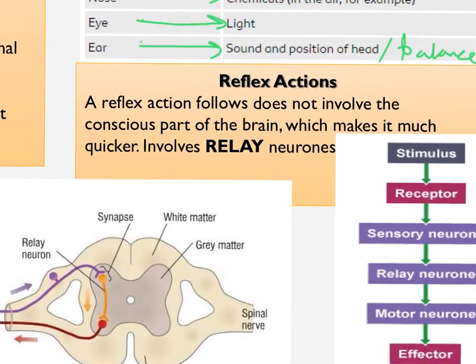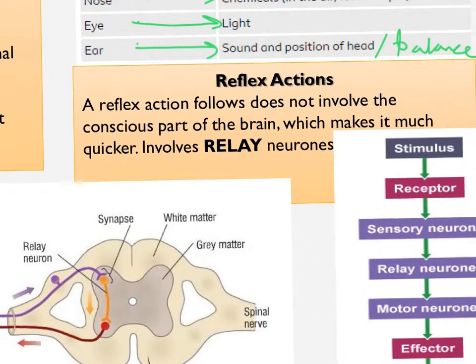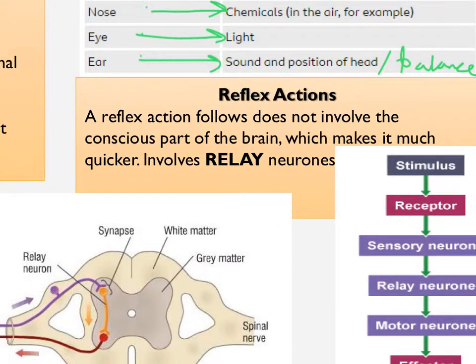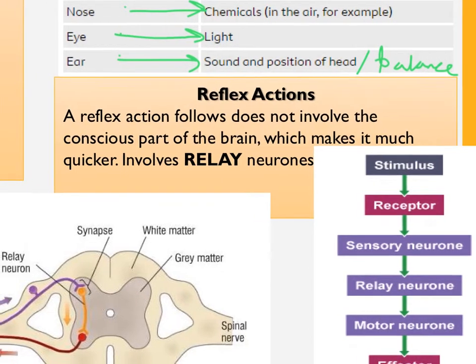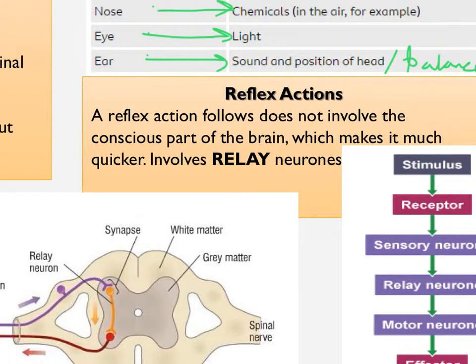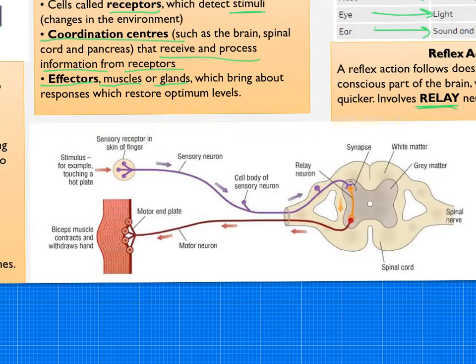So reflex action is when it does not involve the conscious part of the brain, and it makes it much, much quicker. It's an automatic response, and this involves a different type of neuron called the relay neurons. Here we have a diagram showing a reflex action, again very popular with the examiner.